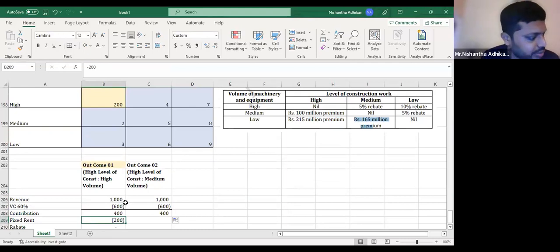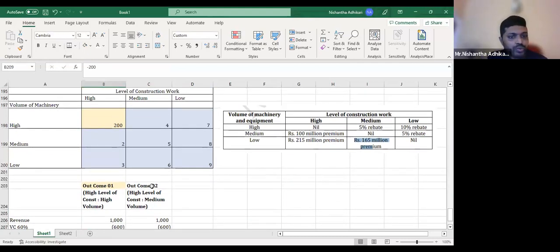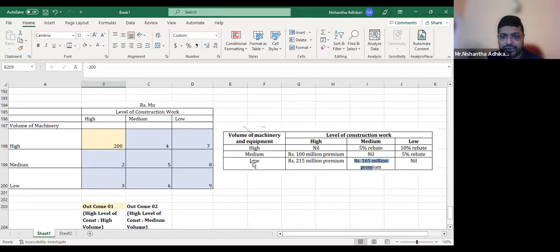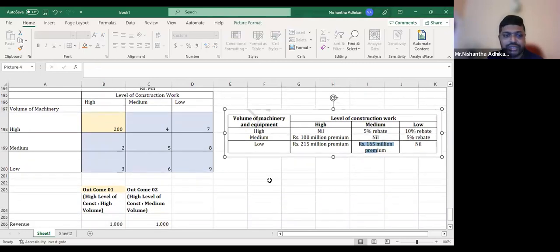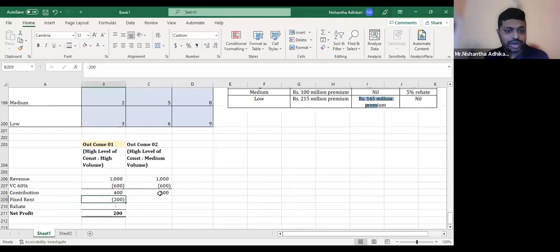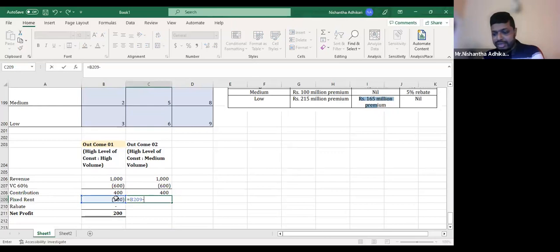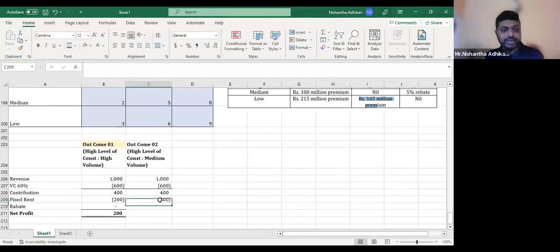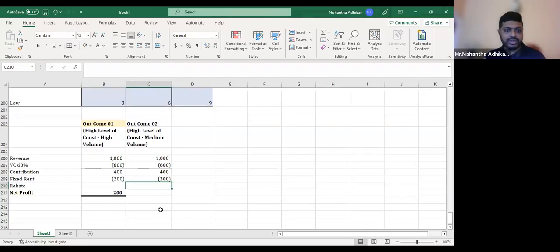200. Whether you will get the premium or whether you have to pay additional money. Because if your construction work is high, medium is the machinery you have ordered, okay. High level of construction work, you have ordered medium value, then you have to pay an additional premium of 100 million. Then it is not 200. 200 minus another 100 million you have to pay. Then it becomes 300 million, right? Additional premium. There's no rebate. Then you will end up with 100 million, right? Is it 100 million?